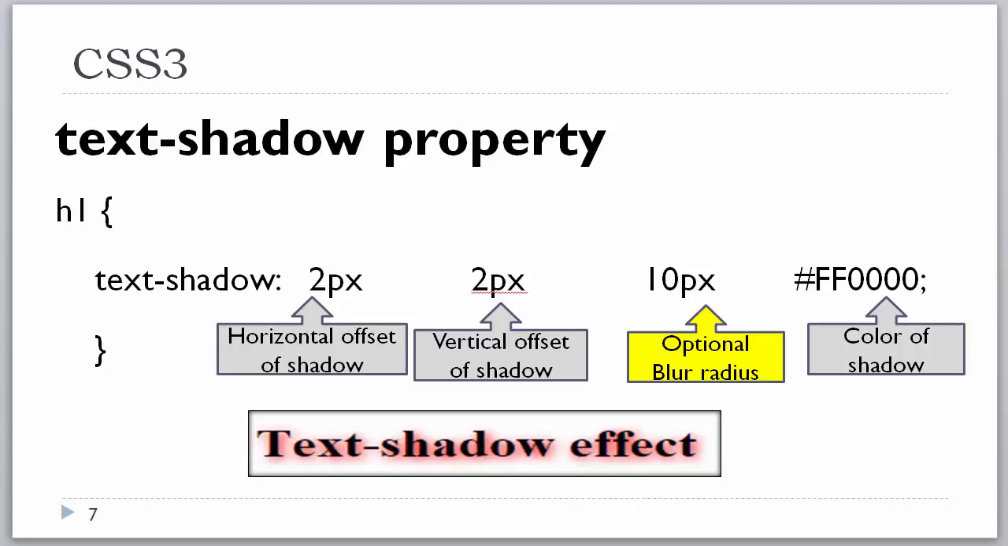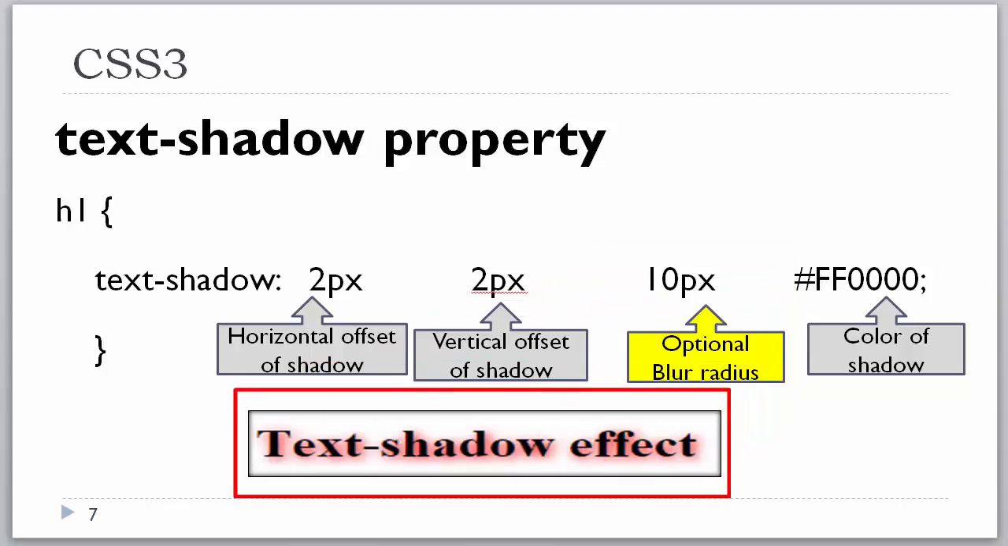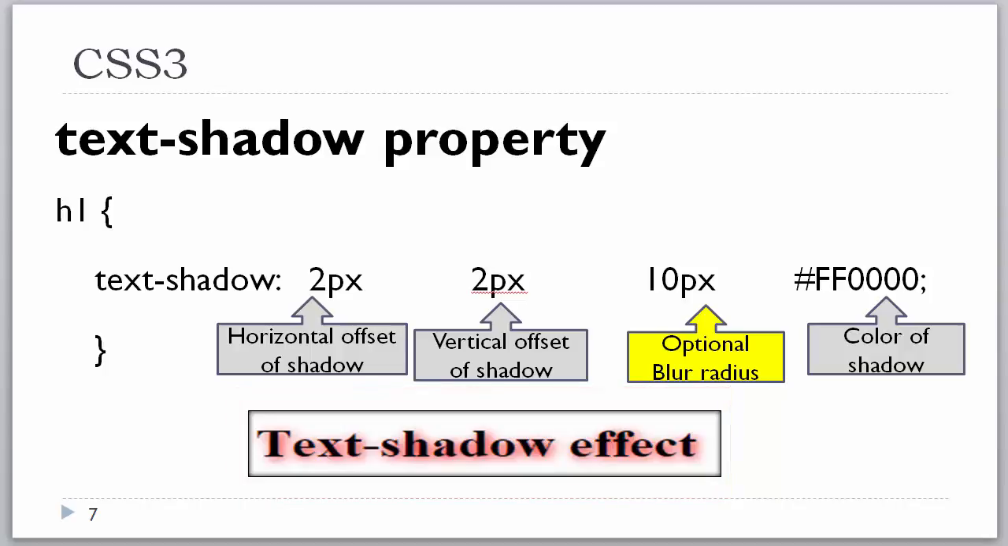The text shadow property has an optional blur radius. And you can see in the example that it gives it a nice soft effect around the shadow. Here again, as you change the values of the horizontal and vertical offset in combination with the blur radius, you can get very different effects.